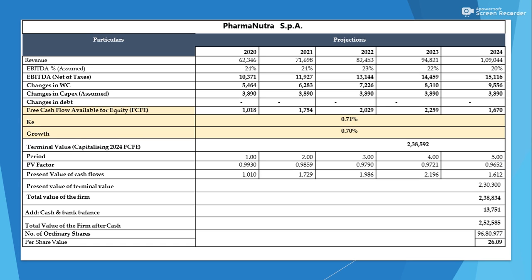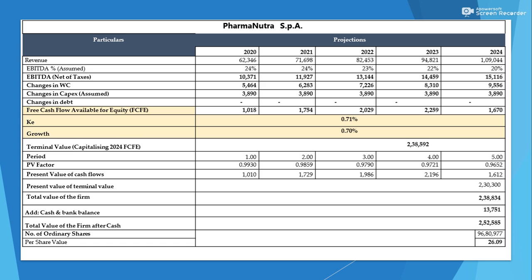On the basis of that we come to the cost of equity, then the growth rate, and the terminal value capitalized in 2024, free cash flow available for equity. The period 2020 is considered 1, 2021 2, and accordingly 2024 is 5. We have taken the PV factor also, which we know how to calculate. Then the present value of the cash flow.